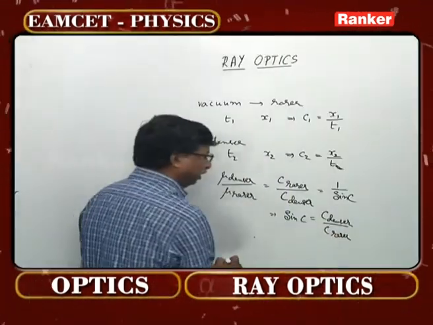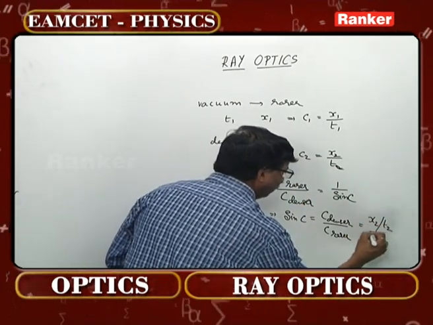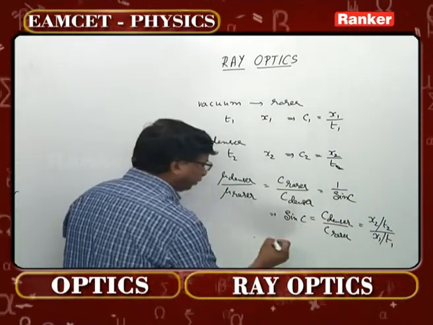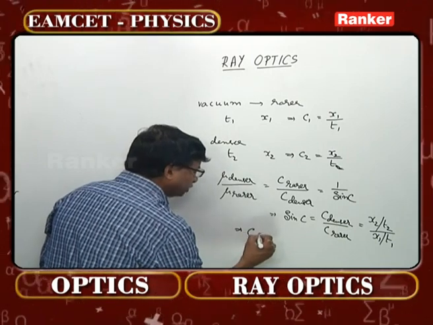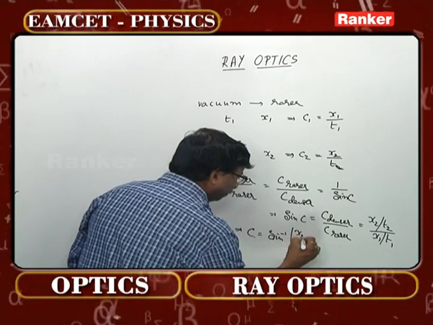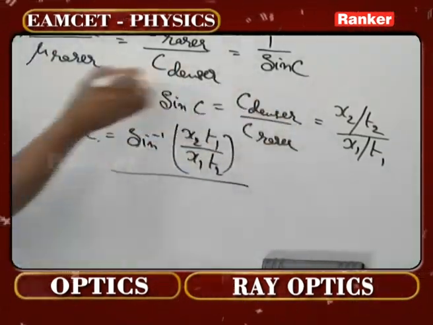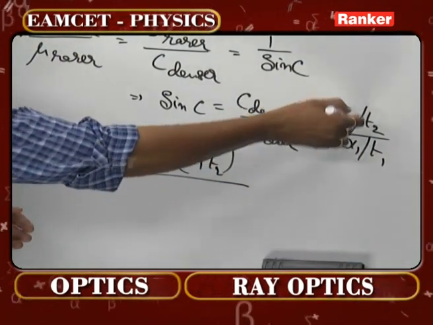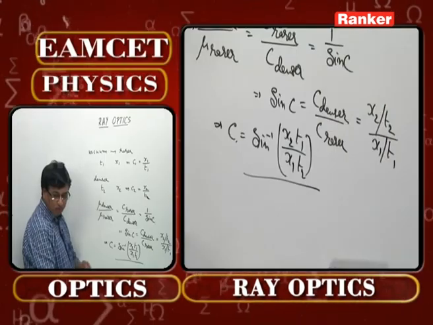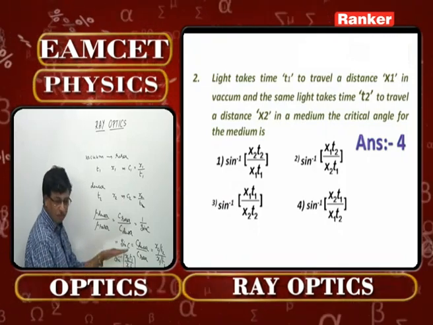Remember this direct formula. What is c denser now? It is x2 by t2. What is c rarer? x1 by t1. So just take that cancellation, please, direct value. c will be sin inverse of, what will be there now? x2 t1 by x1 t2. Just check the simplification once again. t1 goes up to the numerator and t2 comes into the denominator: x2 t1 by x1 t2. Which option is going to be true here? You just look, the fourth option is going to be correct.